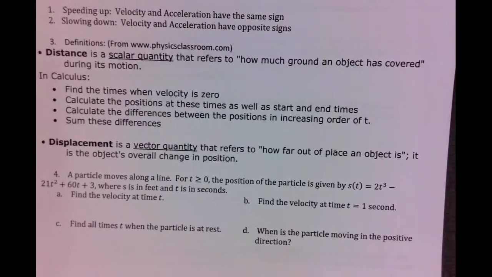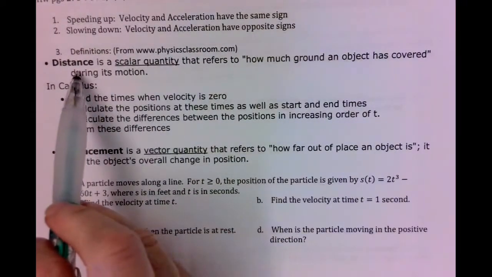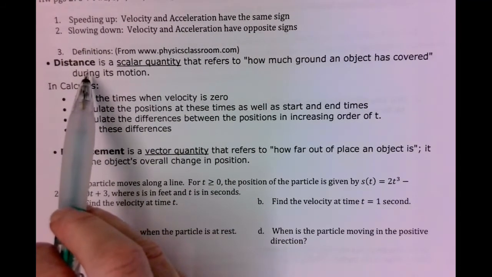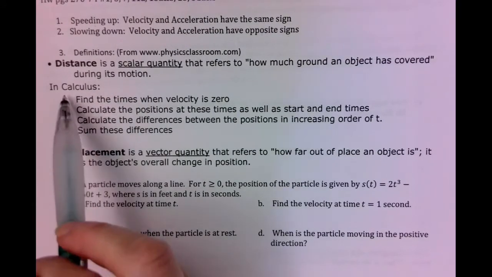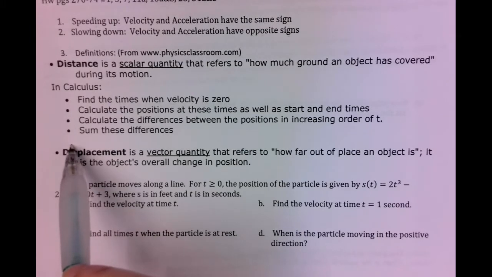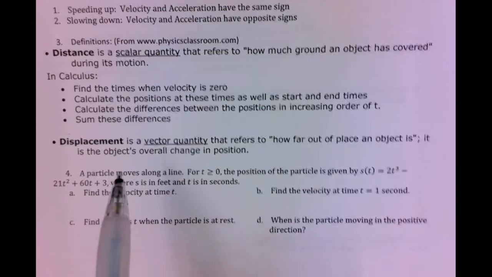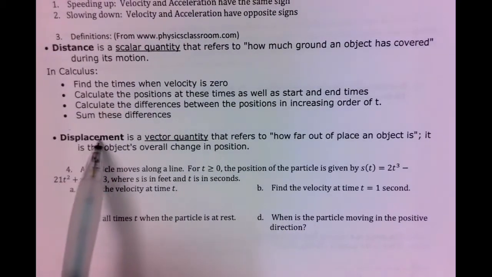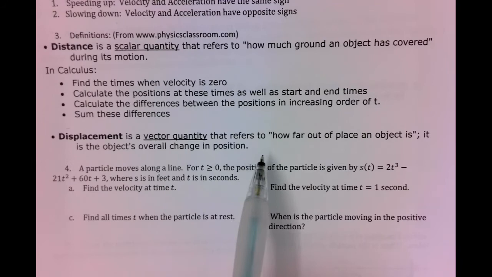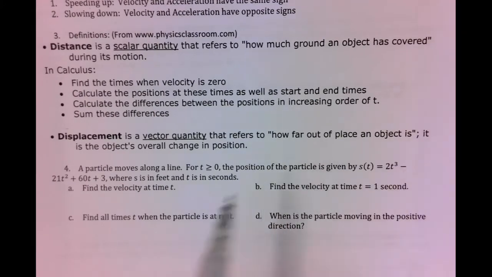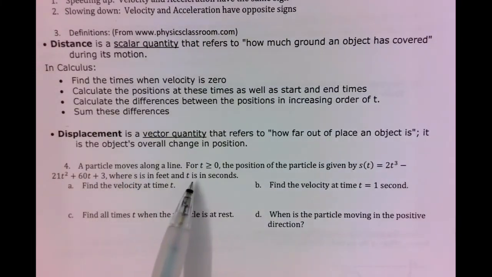Distance versus displacement is next. Distance is literally how far you have traveled in all directions. I have some steps here that I'm going to use later when we calculate the total distance an object has covered, so you can read through those. Versus the displacement, or the overall change in the object from where it ends to where it starts. We have a particle moving along a line, and this is our position function here.